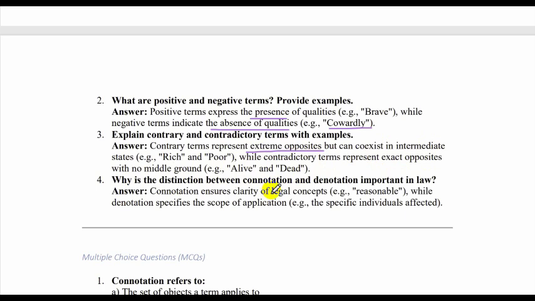Why is the distinction between connotation and denotation important in law? Connotation ensures clarity of legal concepts. Example, reasonable. What is reasonable? It's an idea, it's a concept, that is connotation, while denotation specifies the scope of application, that is the specific individuals affected.